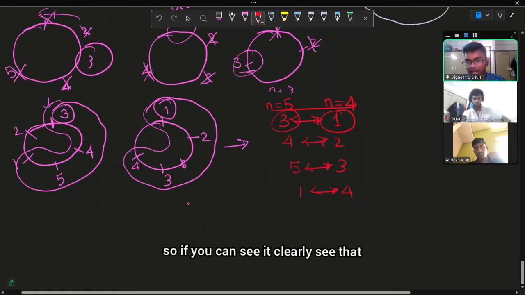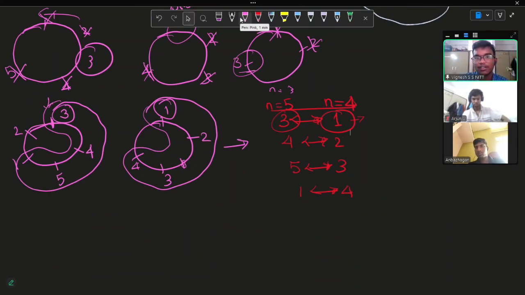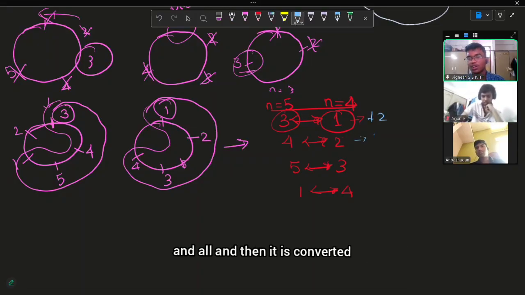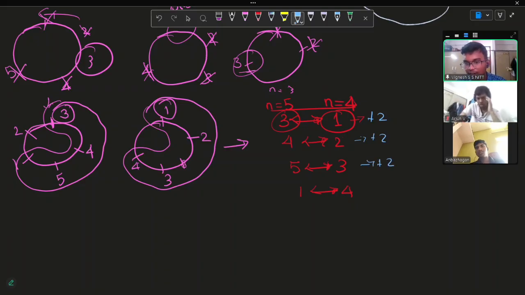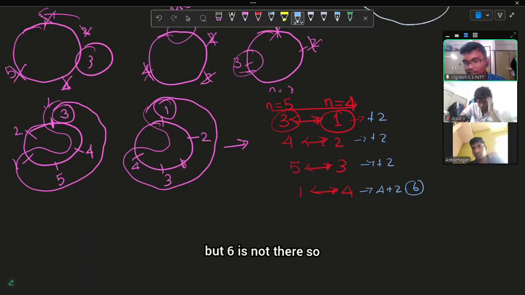So if you can see it clearly, say that. Okay, I will take this. Okay, this one is completed. Okay, plus 2. That's okay. Only plus 2 is added, and then it is converted. But that is wrong because if you add 4 plus 2, it will give 6, but 6 is not there. So what is done there?